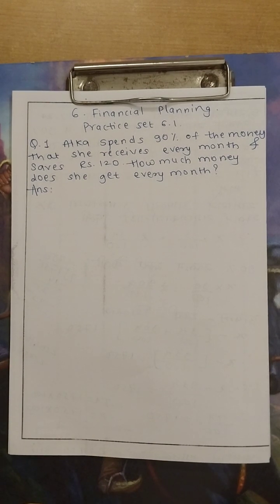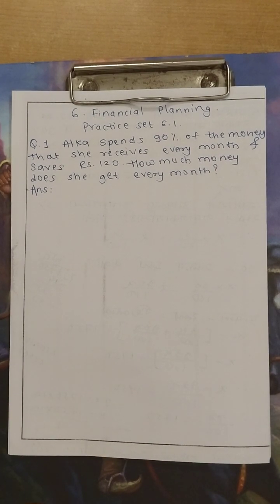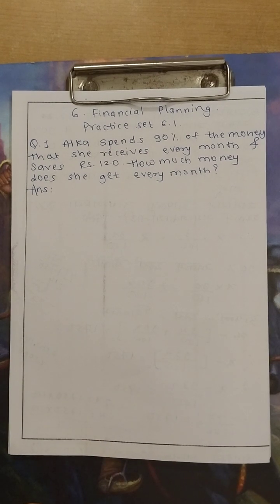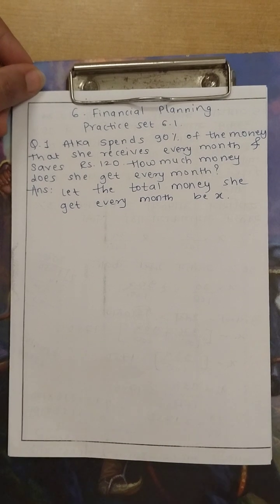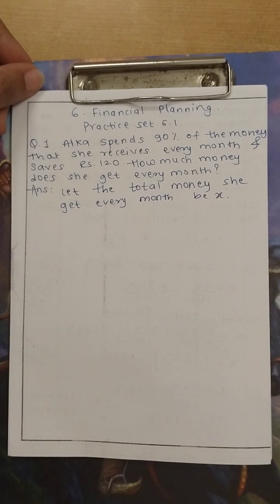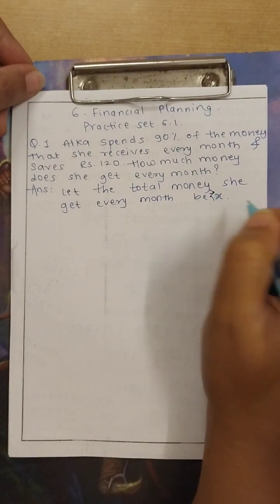Okay, let's go through the explanation. Firstly, we have to let the total money be rupees x. We have to write the consideration first. Let's start the solution. Let the total money she gets every month be x. We considered that money as rupees x.